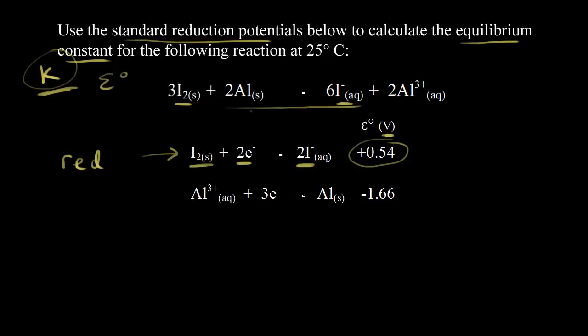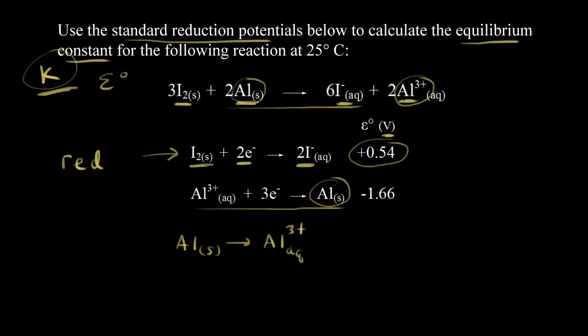So we're going to keep this reduction half reaction. If we look at what's happening with aluminum, we're going from solid aluminum to aluminum 3+. So solid aluminum must be losing electrons to turn into aluminum 3+. So aluminum is being oxidized here. But this half reaction is written as a reduction half reaction, so we need to reverse it, right? We need to start with solid aluminum. So we reverse our half reaction to start with solid aluminum. So aluminum turns into aluminum 3+, and to do that, it loses 3 electrons, right?